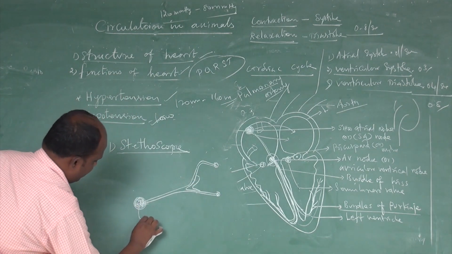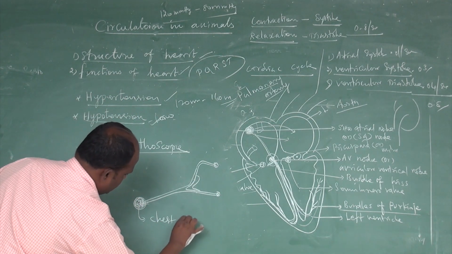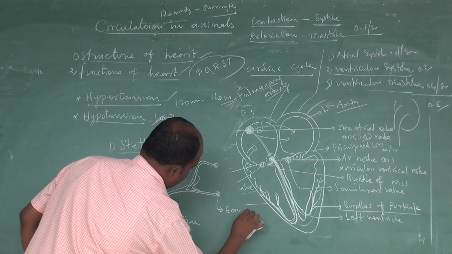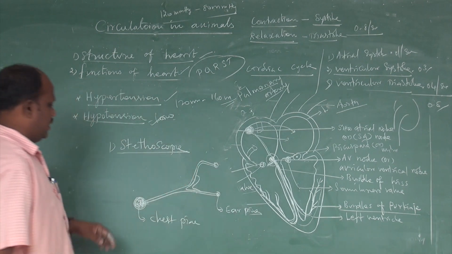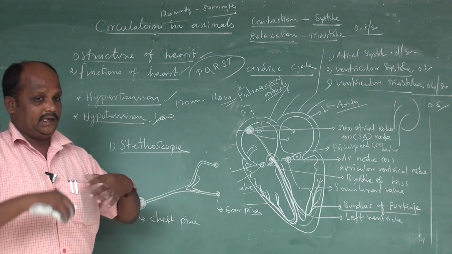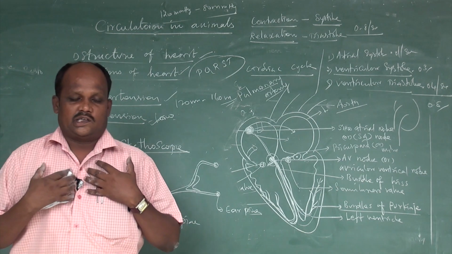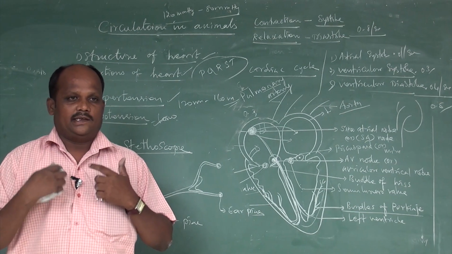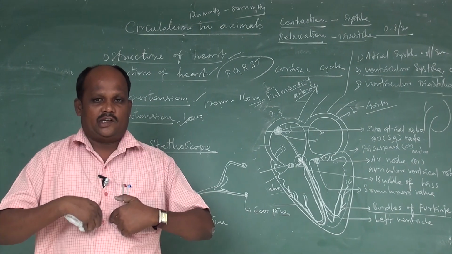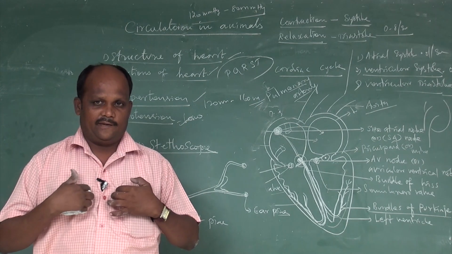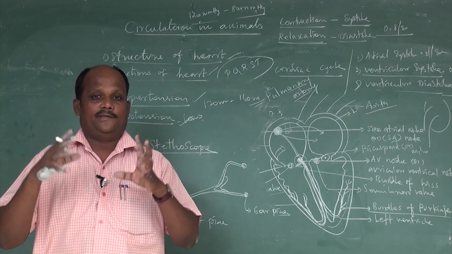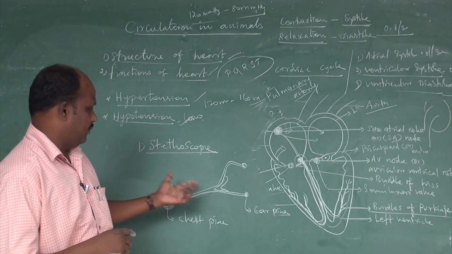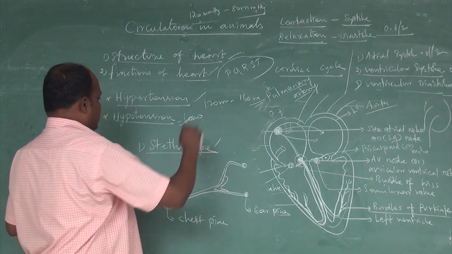That is the chest piece, and the second one is the earpiece. That is the structure of the stethoscope. The stethoscope detects the functions of the heart, the heart sound. Through the stethoscope we can also assess or diagnose digestive tract functions, kidney functions, lung functions, and other internal organ functions. We can easily diagnose normal or abnormal functions. The medical instrument's name is stethoscope.